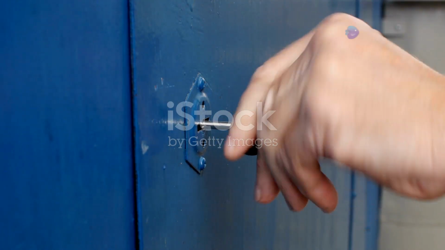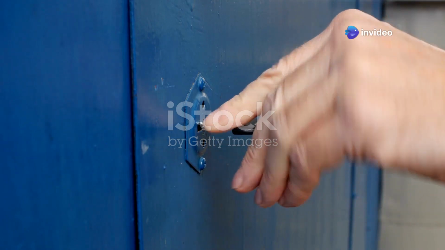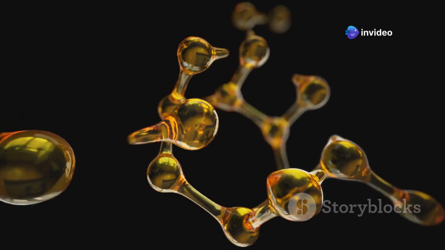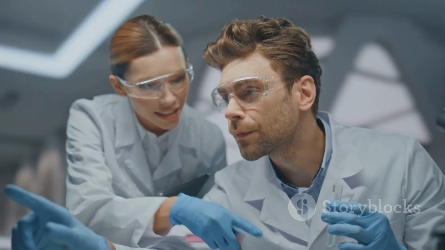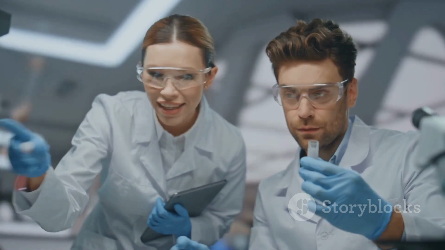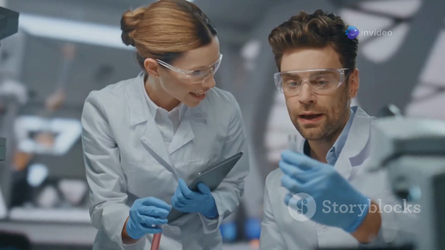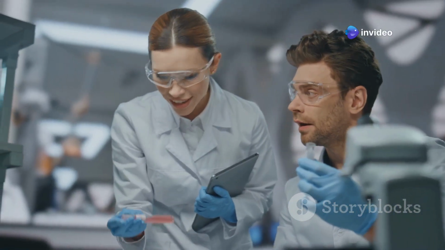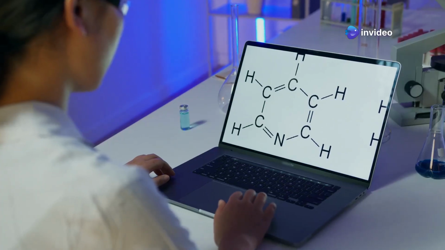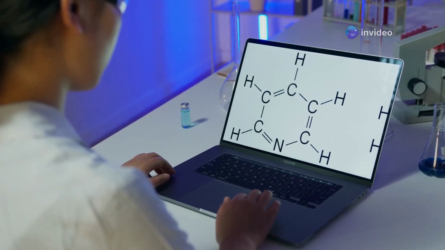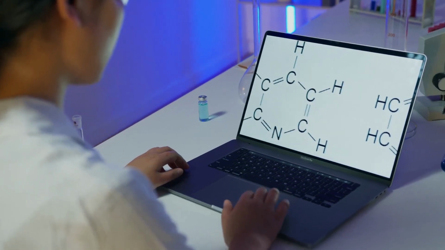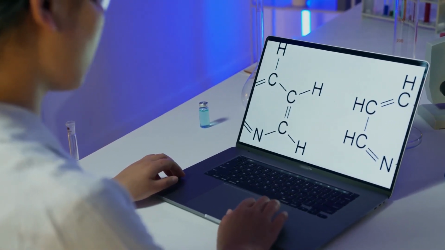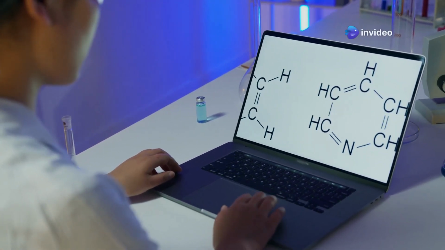By understanding the shape and properties of the lock, the protein, we can design the perfect key, the drug, to interact with it and elicit a desired therapeutic effect. This powerful technique has revolutionized drug discovery, allowing scientists to develop safer and more effective treatments for a wide range of diseases. By understanding the intricate dance between proteins and drug molecules, we can design drugs that bind specifically to their targets, minimizing side effects and maximizing therapeutic benefits.